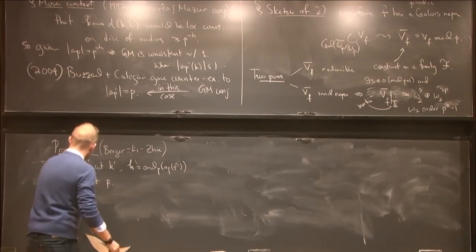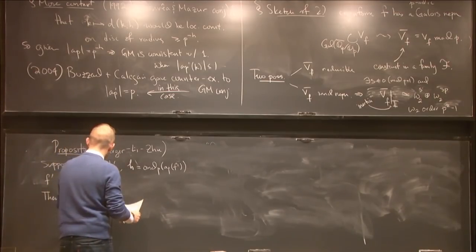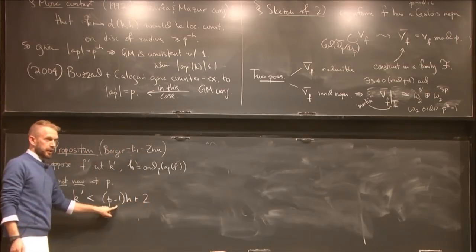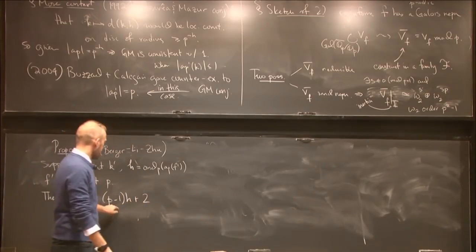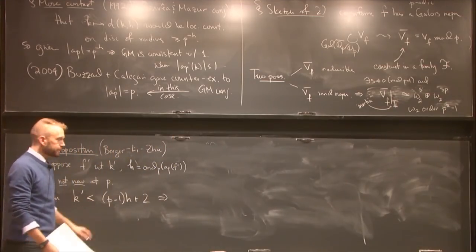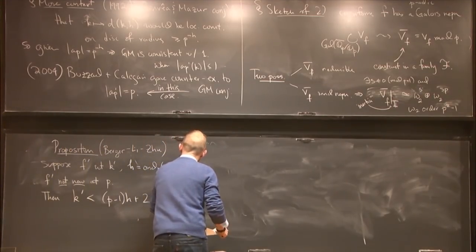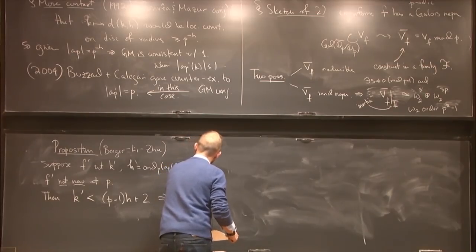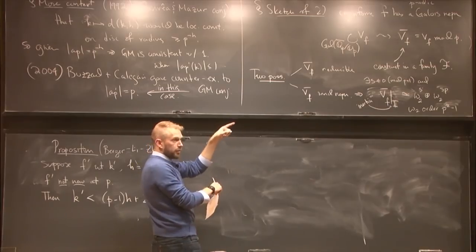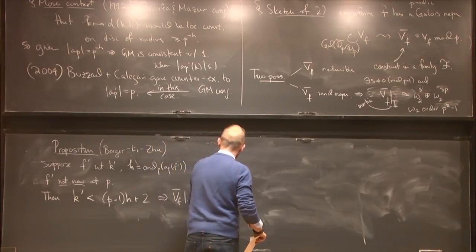If you knew that k prime was not too big compared to the slope, so it's off by a scalar factor of the slope depending on p. Another way to say this is the slope is very large compared to k. Then V_f bar restricted to inertia is irreducible and a power of omega 2 corresponding to k prime minus 1.